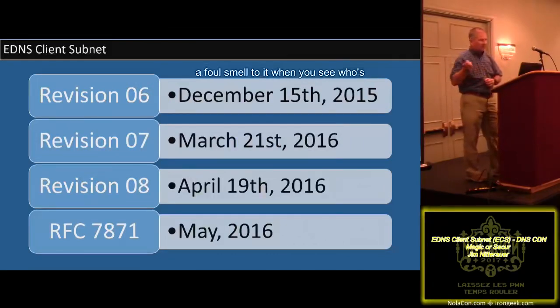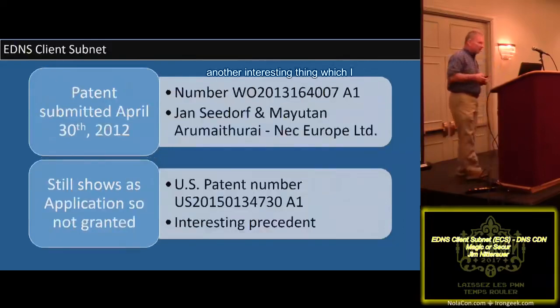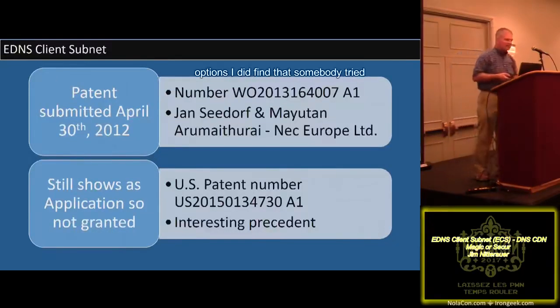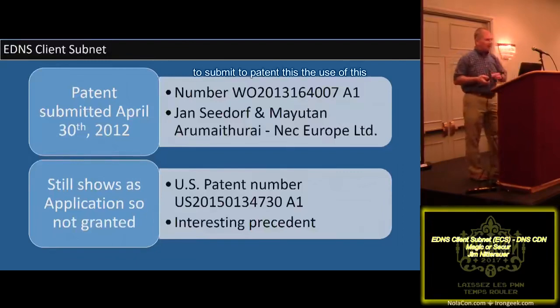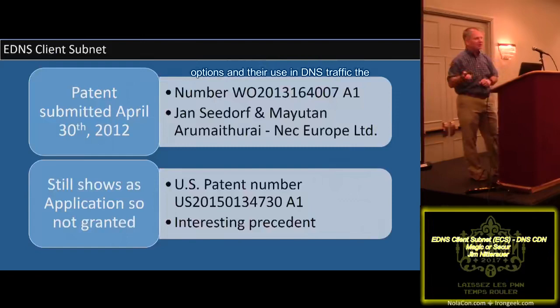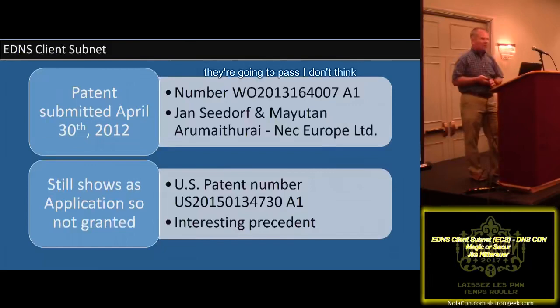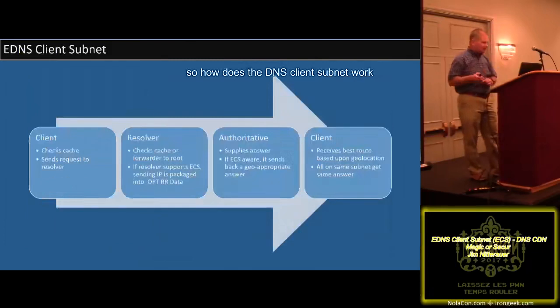So, does this have a foul smell to it? When you see who's behind it, who's pushing this? Google, Akamai, a few others, right? The cloud DNS providers. We'll get to why they're doing that. Another interesting thing: I searched for patents on these EDNS options, and I did find that somebody tried to patent the use of this option both in the US and in Europe. That tells you how much they value these EDNS options and their use in DNS traffic. The patents are still pending. I don't think they're going to pass. I don't think they'll ever get anywhere, but they did file the patents, so we'll see what happens with that.